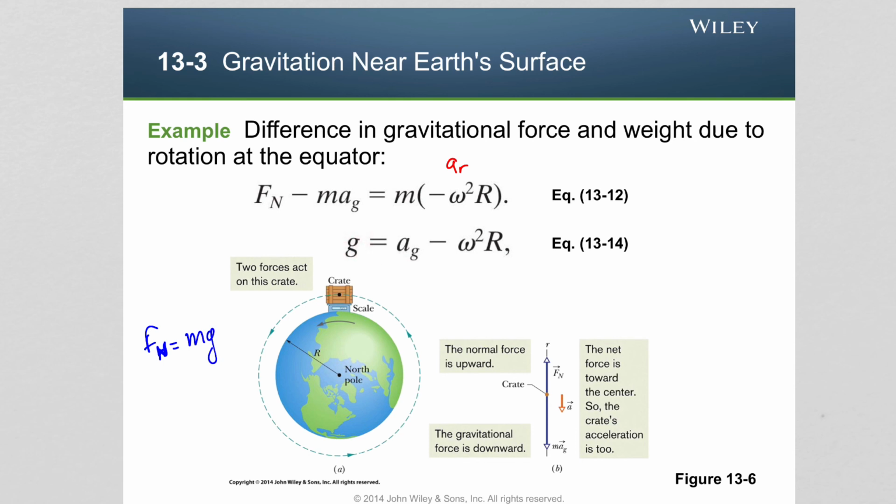The free fall acceleration g will be equal to the gravitational acceleration ag minus the centripetal acceleration. So you can see how these two have the same value only for points that do not rotate about the Earth, that would be the North and South poles. And for any other point on Earth, the acceleration of free fall will be less than the actual gravitational acceleration by that term.